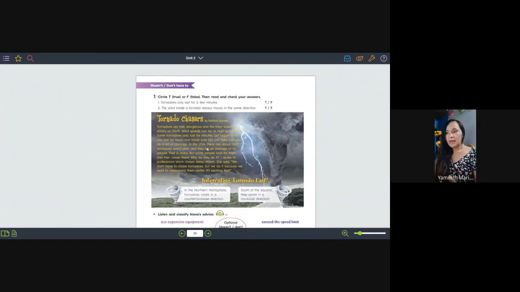In the USA, there are about 1,000 tornadoes every year. Can you imagine this? And they kill an average of 60 people. That is scary. What do you think? Is it scary? For me, yes, it's very scary. But some people look for them and then chase them. By the way, there is a movie about tornadoes. Have you ever seen a movie related with tornadoes? The majority of you are going to say yes, teacher. In my case, yes, too. Let's continue.